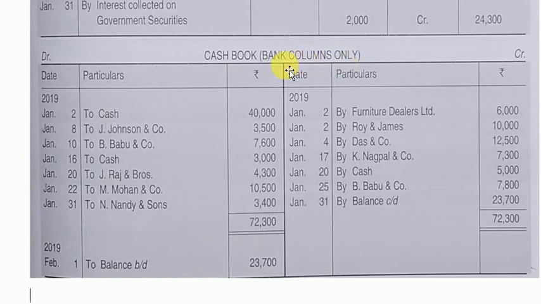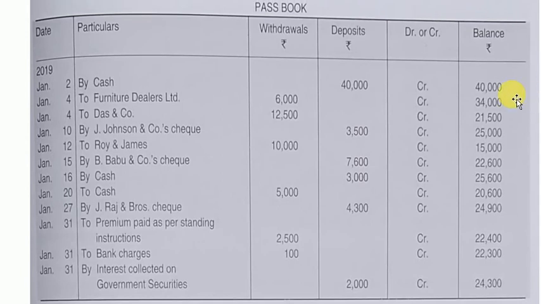So on the same date, on January 2, when the cash was deposited in the bank, the entry is bank account to cash account, 40,000. That 40,000 in the passbook is the same amount on January 2. So if you can see here, on January 2, the cash book is also showing 40,000, and we have seen that the passbook was also showing the balance 40,000.